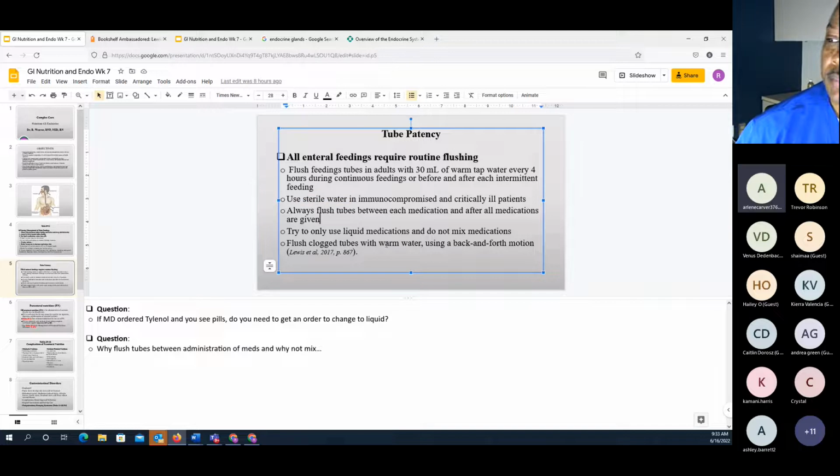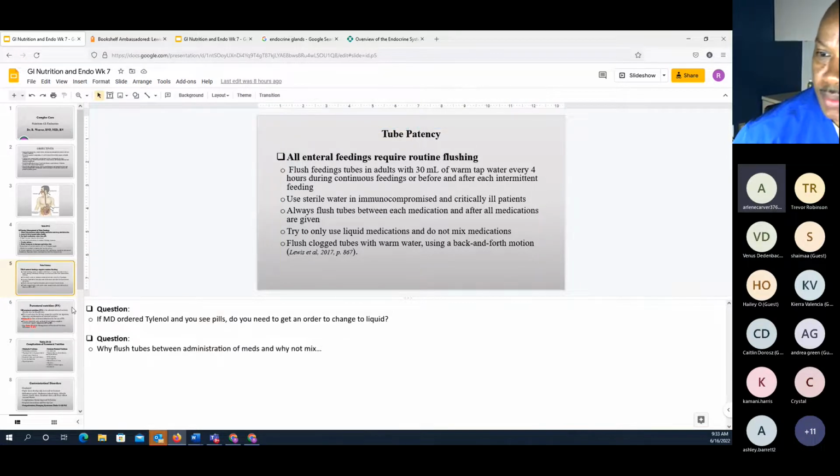Save my license. Flush, clog, too. Yeah, all this stuff is pretty simple.